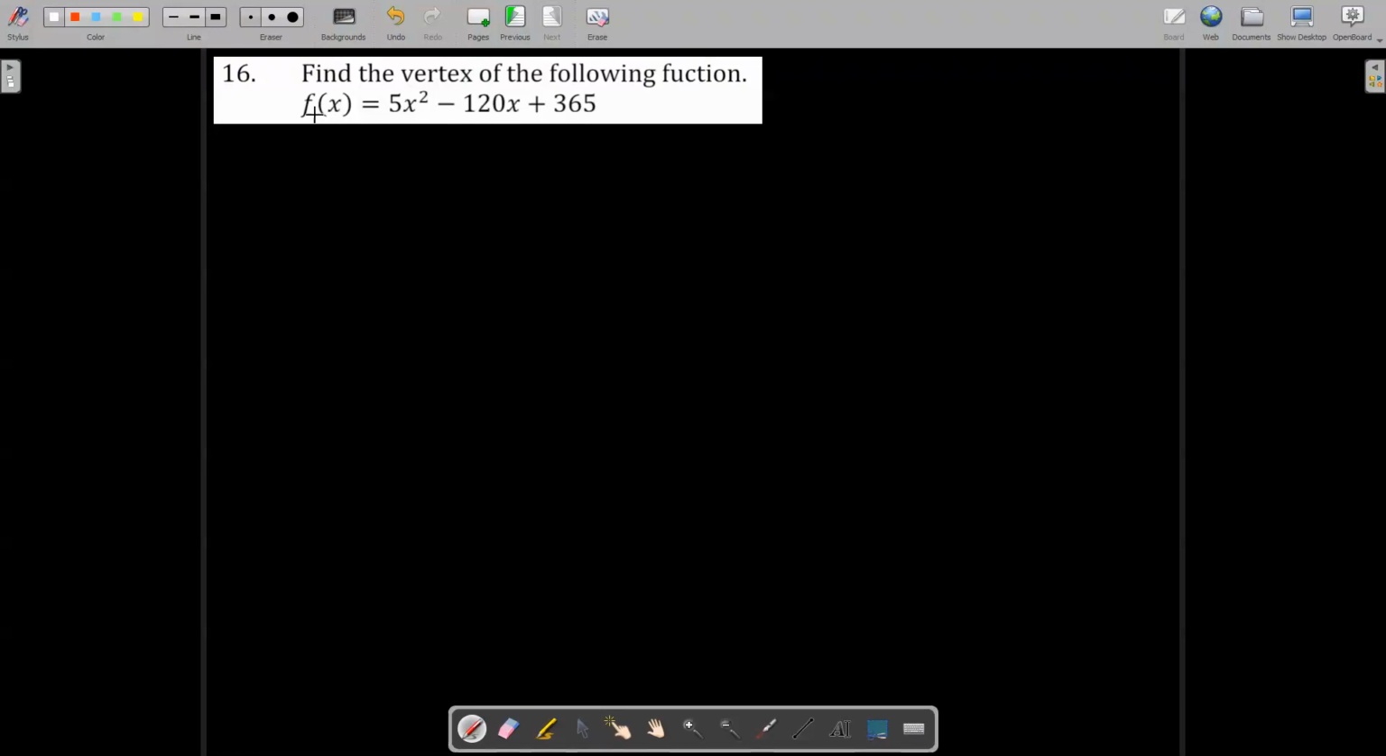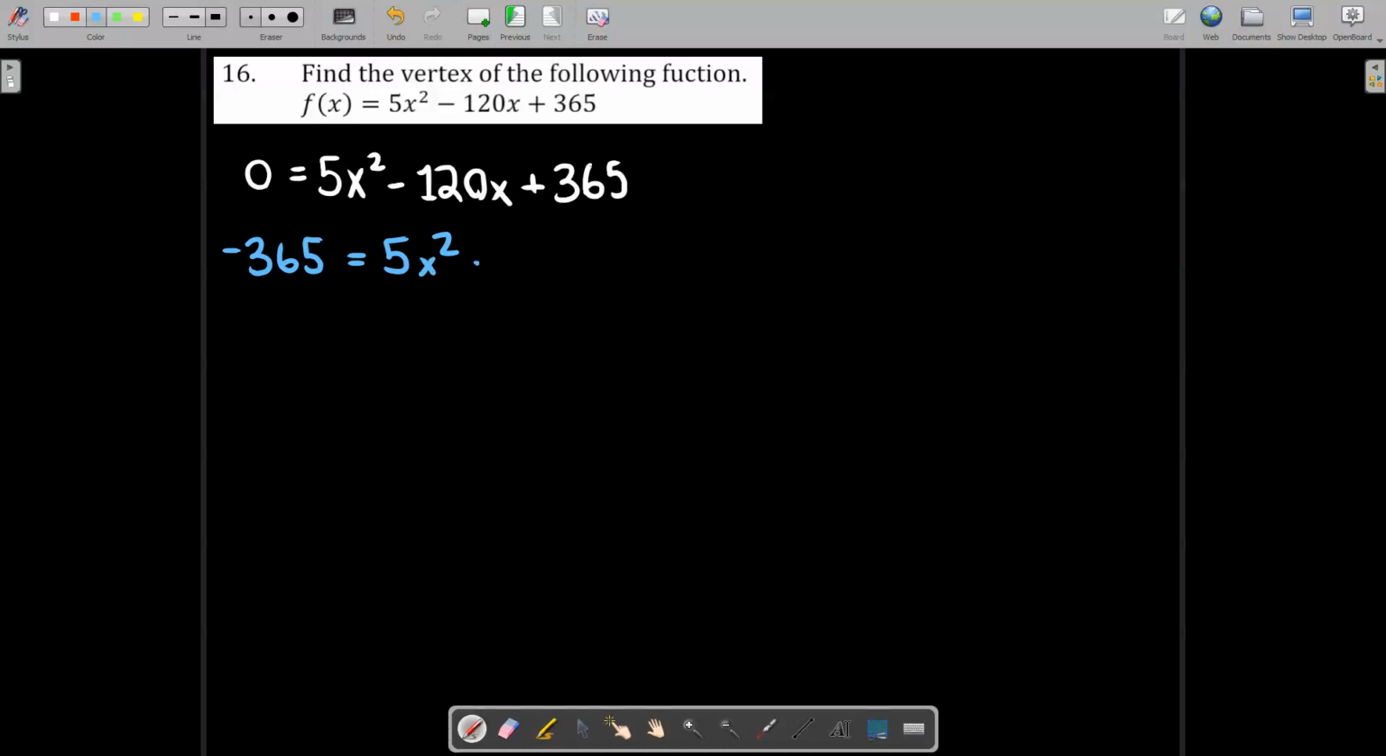The first thing we're going to do is take the f of x, or the y value, and set it equal to 0. So 0 equals 5x squared minus 120x plus 365. The second thing we're going to do is subtract 365 on both sides. So negative 365 is equal to 5x squared minus 120x.